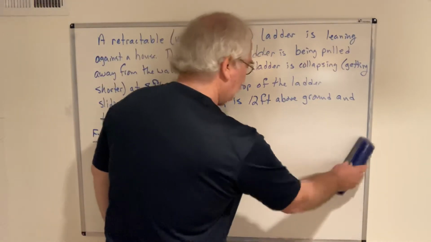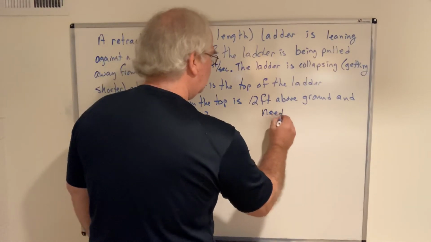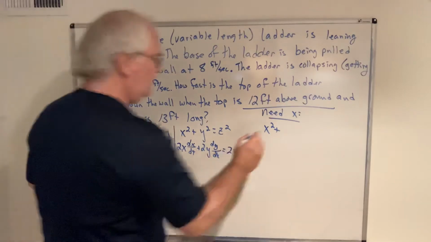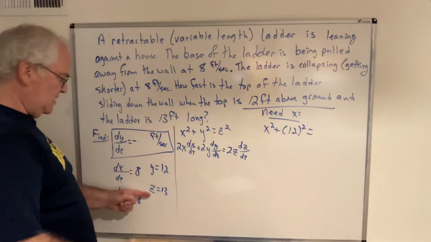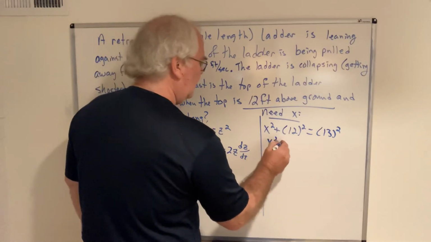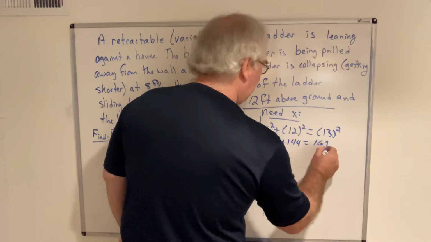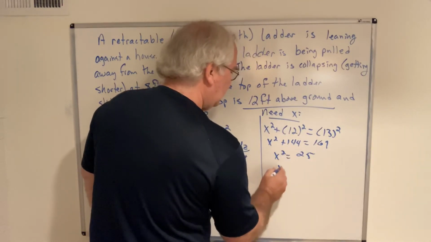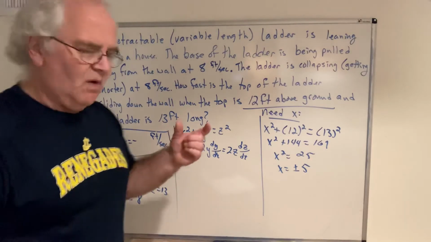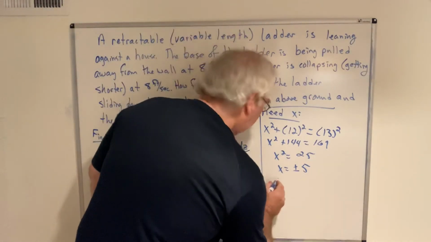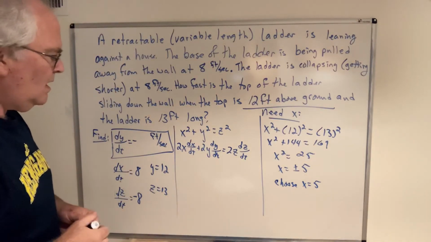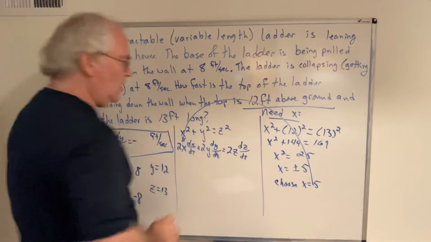I'm going to get rid of my picture here. So we need x. And we do know that x squared plus y squared, where's my value for y? 12, is equal to z squared, where z is 13. So if you need a value for the variable, go back before the derivative. So I have x squared plus 144 is equal to 169. So x squared is equal to 25. X is either positive 5 or negative 5. We want x to be a positive distance. We choose x to equal positive 5. And so we just found our value for x. Go back and continue merrily along your little way.